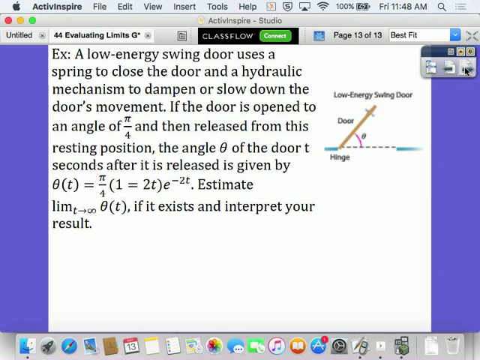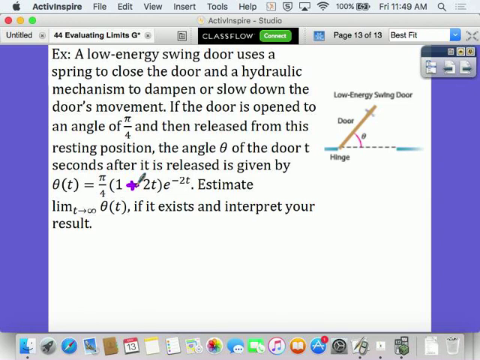And yes, I know that says 1 equals 2t. That is a mistake, okay? That actually should be a plus. So please make that change. It should be 1 plus 2t. We're going to estimate the limit as t approaches infinity of the function if it exists, and then we're going to interpret our result. We're going to actually say in words what this actually means.